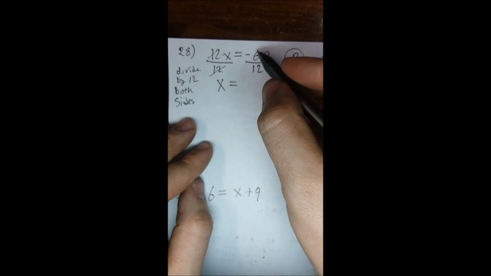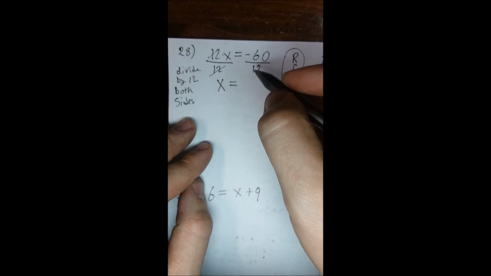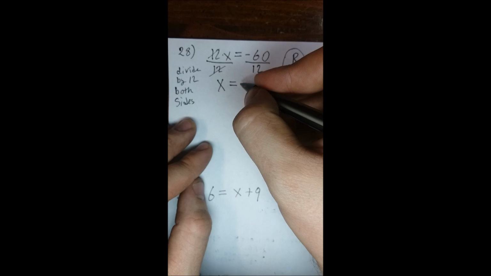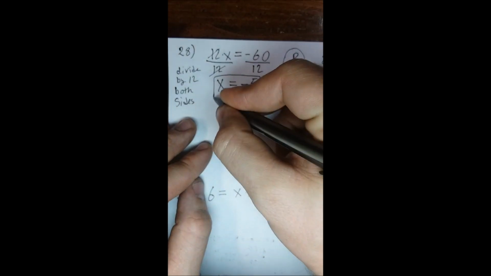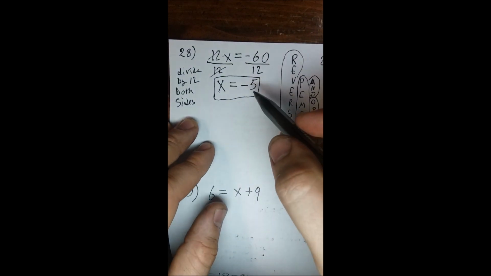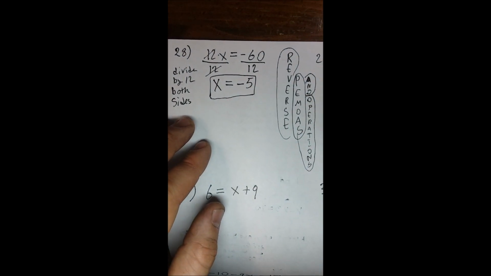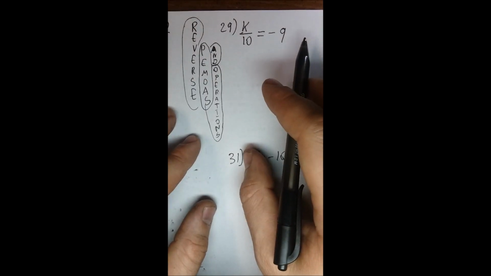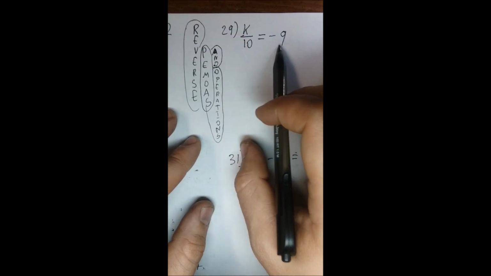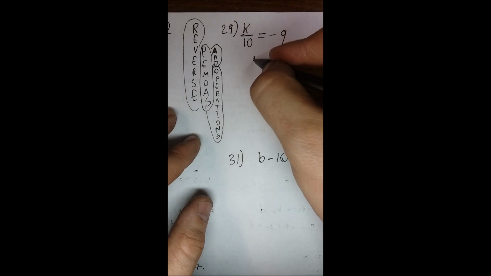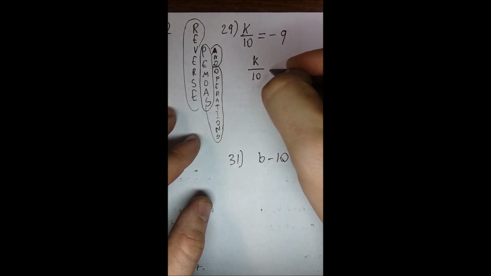X equals negative 60 divided by 12 is just negative 5. So there you have it. That is the answer. X is isolated, x is negative 5. Same process applies to the rest of the problems. Watch this. Number 29. K divided by 10 equals negative 9. I'm going to rewrite it to show you better what's going on here.